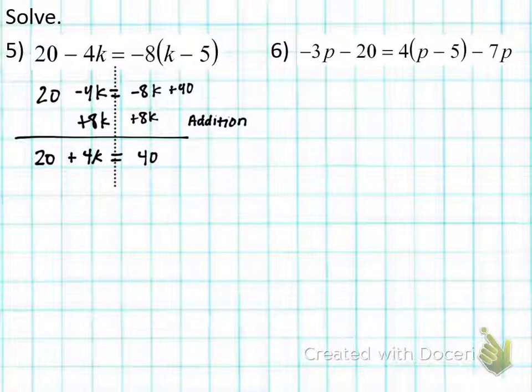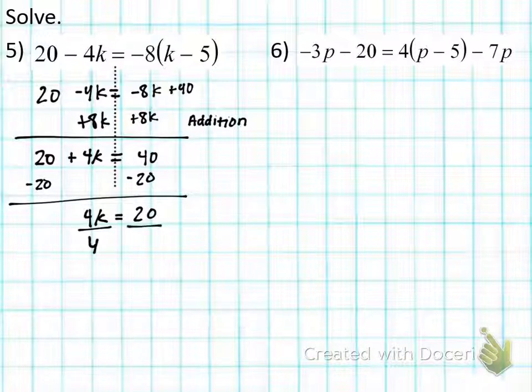Okay, can you guys and girls work the rest of the problem out for me? Okay, go. We're going to subtract 20 on both sides using the subtraction property of equality, and then we're going to divide both sides by 4. So we got k is equal to 5. Okay, k is equal to 5. Any questions on number 5? Okay, good. Last one. Let's see you do number 6 by yourself now. Number 6 all the way through.